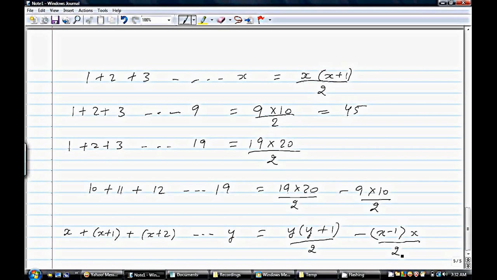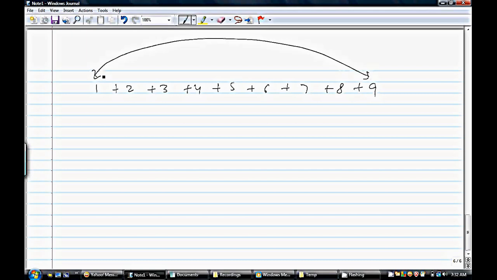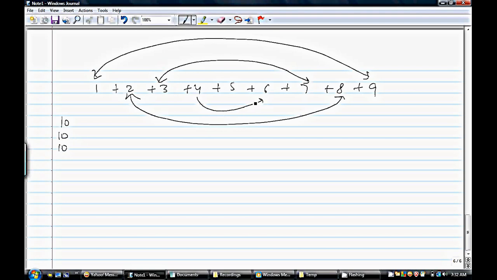If you don't want to cram this formula and want to understand how it was generated, let's go to the series again. So we have 1 plus 2 plus 3 plus 4 plus 5 plus 6 plus 7 plus 8 plus 9. You can see that 1 and 9 add up to be 10. Then 2 and 8 again add up to be 10, and 3 and 7 is again 10, and 4 and 6 is again 10, and I'm left with 5.